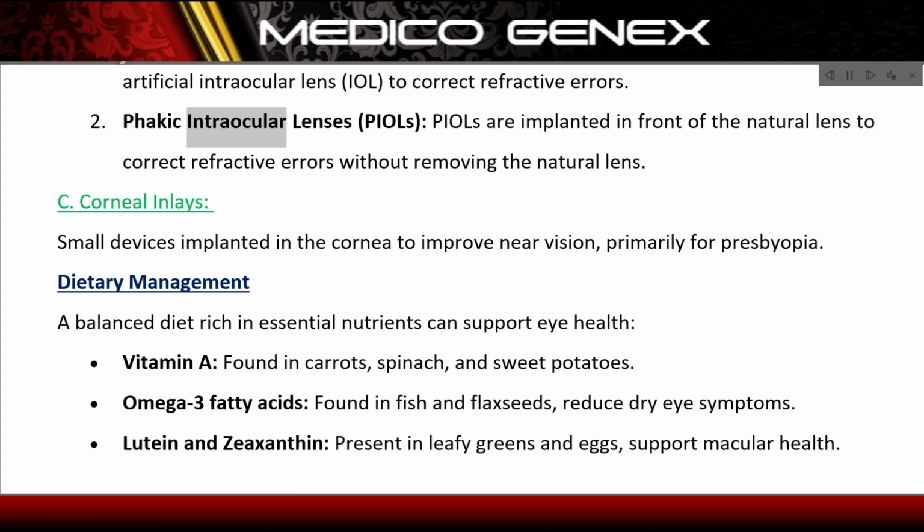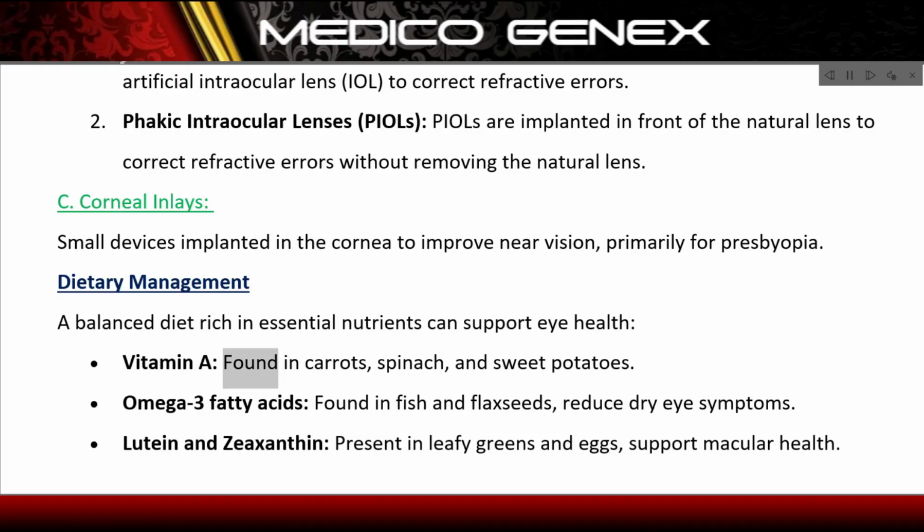Phakic intraocular lenses, PIOLs. PIOLs are implanted in front of the natural lens to correct refractive errors without removing the natural lens. C. Corneal inlays. Small devices implanted in the cornea to improve near vision, primarily for presbyopia. Dietary management. A balanced diet rich in essential nutrients can support eye health.